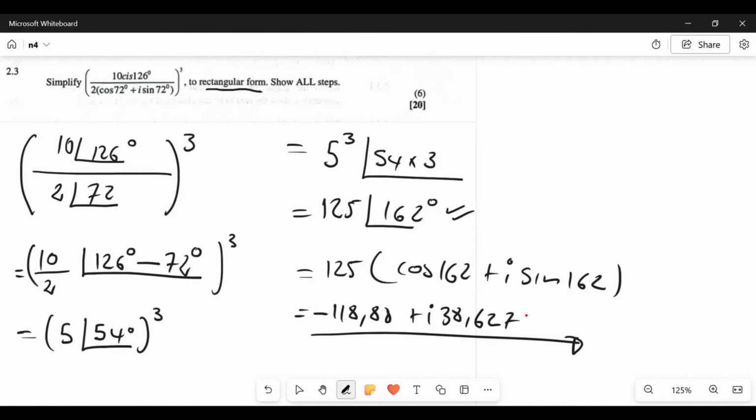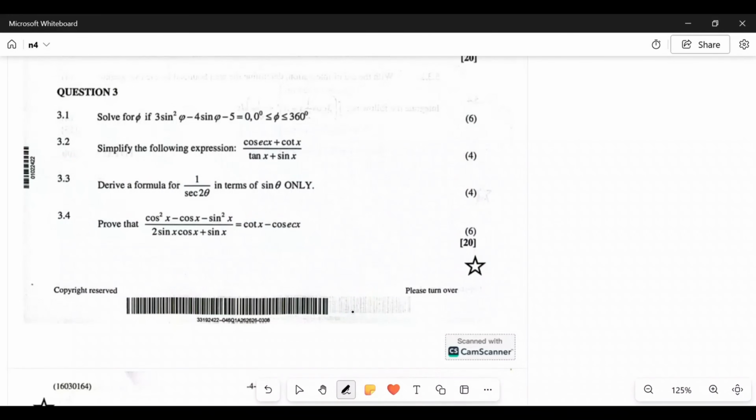We are done with question 2. Next is going to be question 3 of this question paper. All right, guys, here is our question 3. Now, question 3 consists of 4 questions from 3.1 to 3.4, so it's based on trigonometry. We're going to start with 3.1 and then continue and do the other questions. So let's create space for 3.1 and then we solve it.